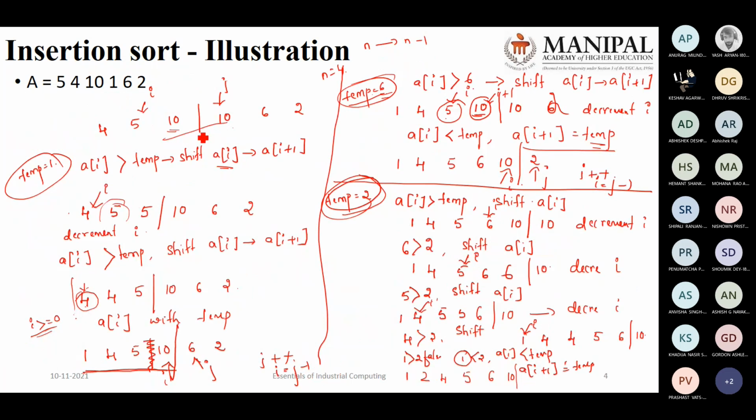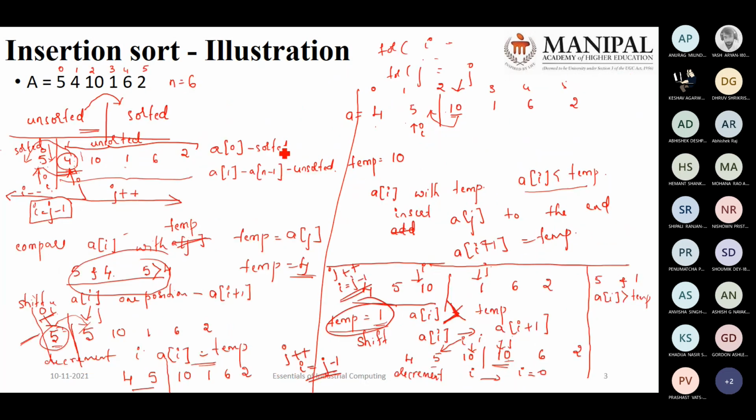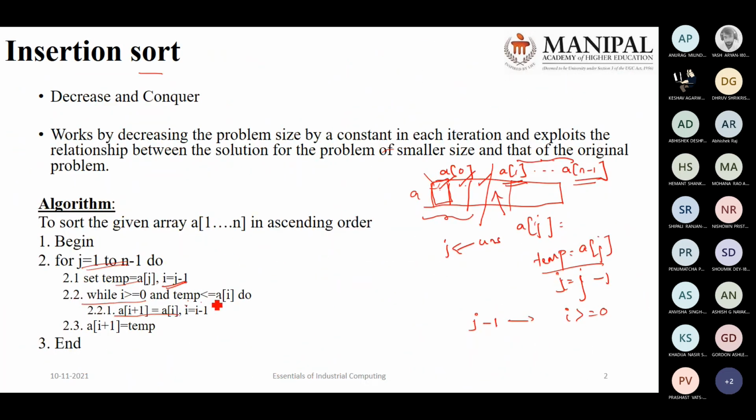See here. When temp is less than or equal to A of I, you need to shift A of I to A of I plus 1. Then I is equal to I minus 1. You compare and you loop it.